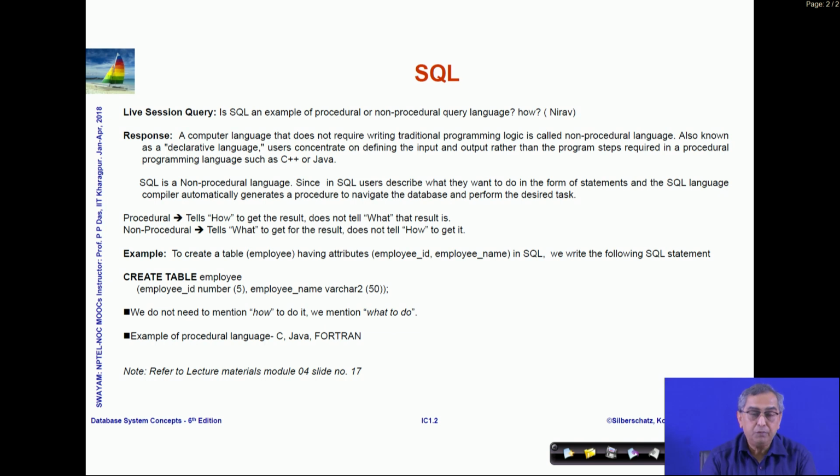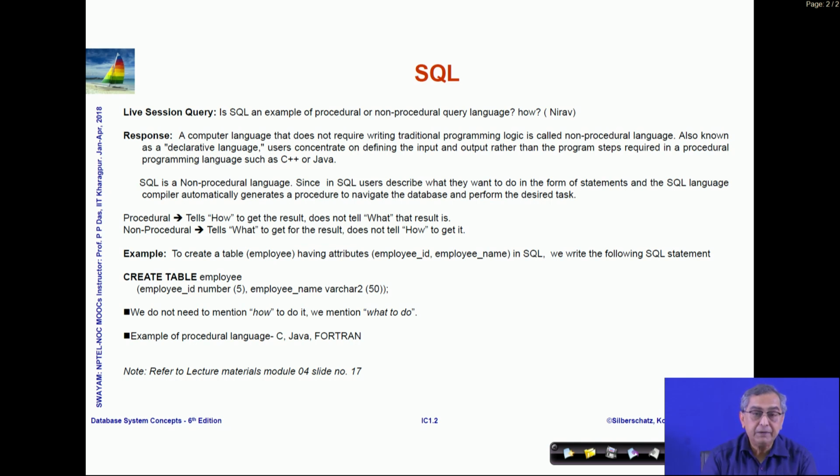In a non-procedural language, typically a declarative language, you do the reverse. You tell what you want as a result. You specify the properties that must be satisfied by the result that you want, and it is the responsibility of the system to find the procedure for getting to that result. So, in non-procedural, you specify what, and how is derived from that. In a procedural language, you specify how to do the computation, but what is actually not known to the system.